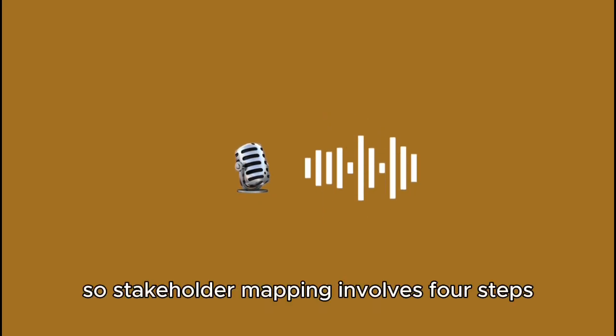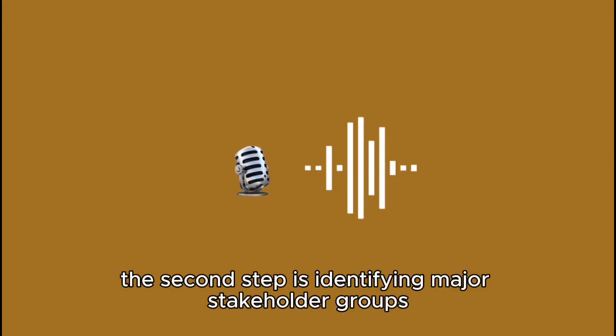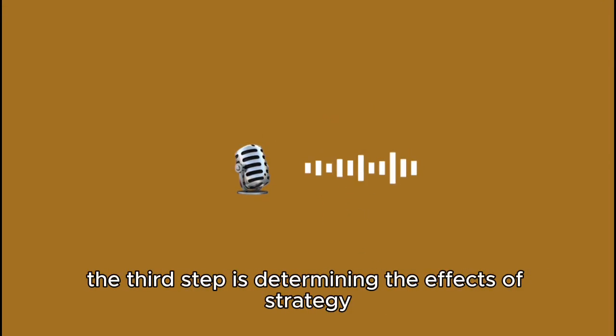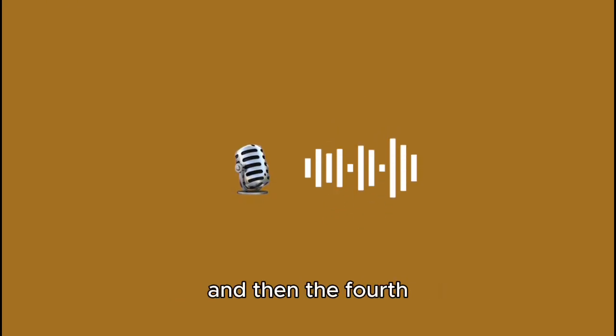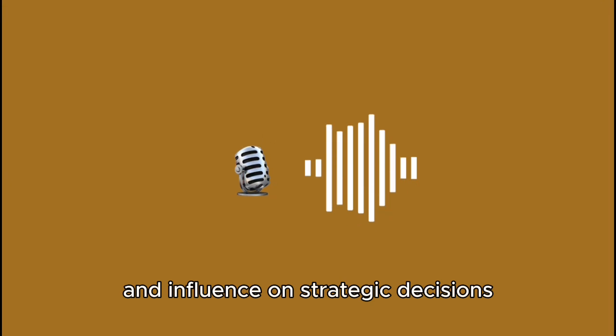So stakeholder mapping involves 4 steps. So the first step is determining influence on strategy formulation. The second step is identifying major stakeholder groups. The third step is determining the effects of strategy decisions on stakeholders. And then the fourth and last step is determining stakeholder power and influence on strategic decisions.